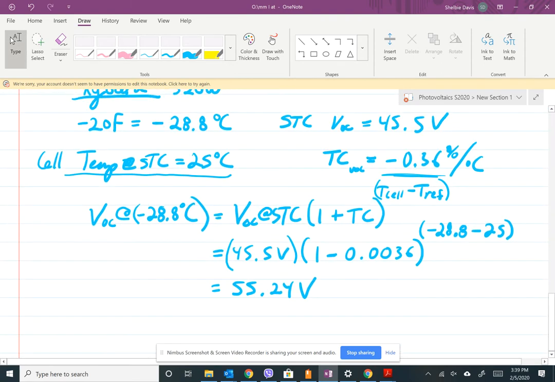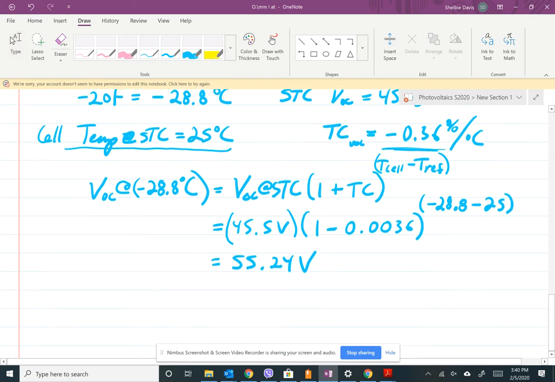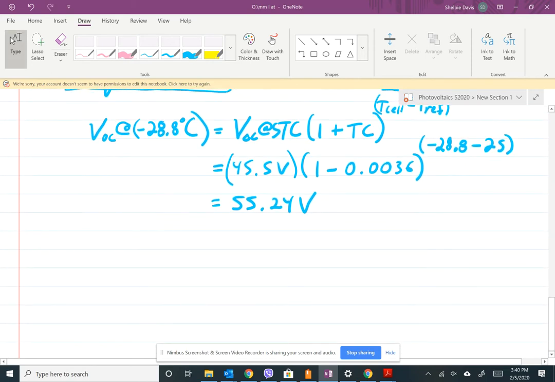So this is for one module. We started with 45.5 volts. We went down to a pretty cold temperature and noticed that it increased by 10 volts. That's actually a pretty big increase. And so now we need to multiply that by 12 because remember there are 12 modules in series.